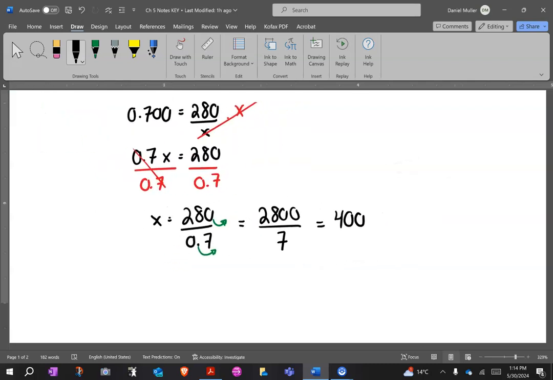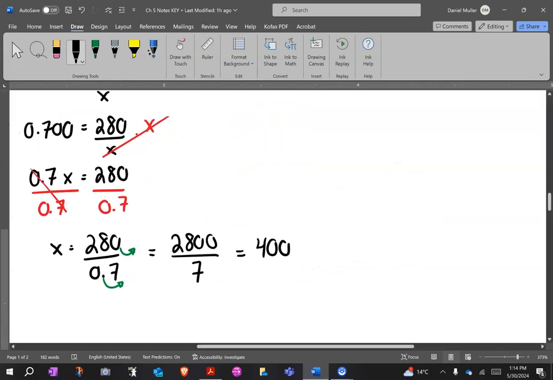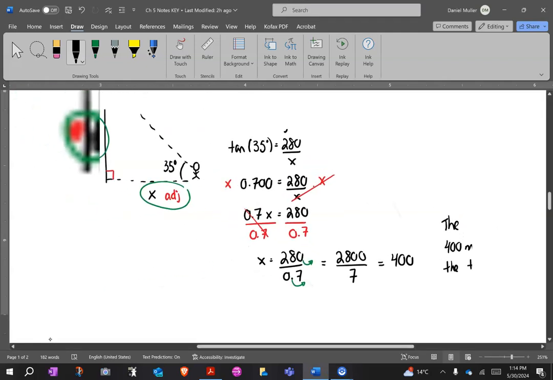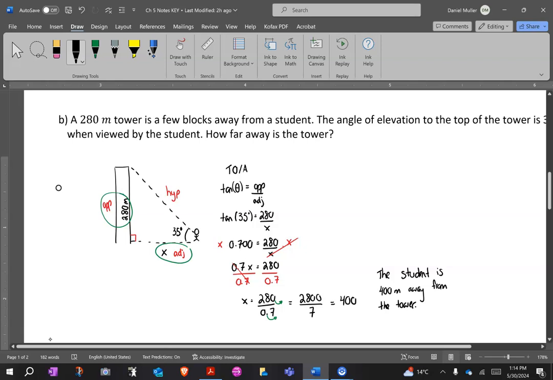And I believe this is in meters. So again, we're going to have to write a sentence saying the student is 400 meters away. And then we can box that and we are done. I think it's meters. I should just double check. Is it meters or is it feet? Yeah, meters.